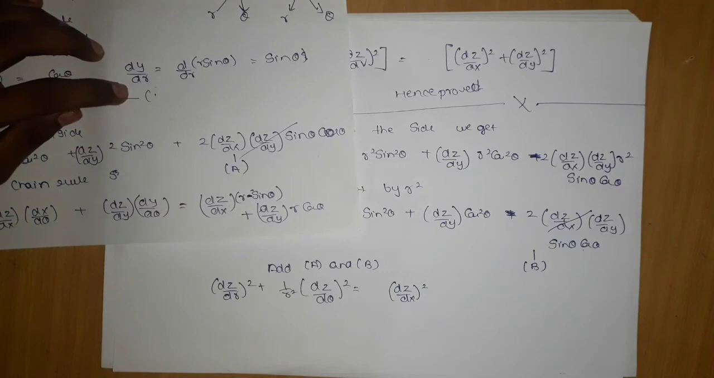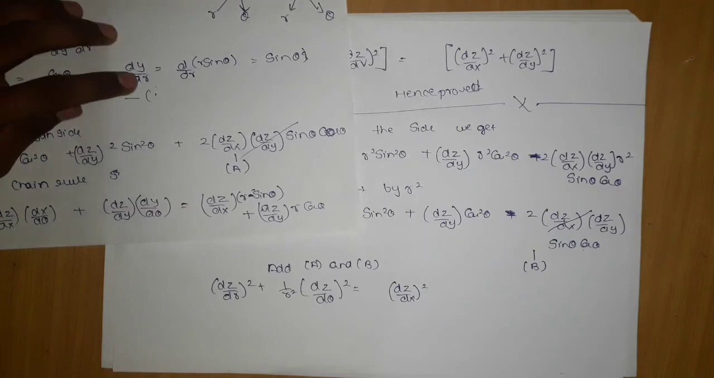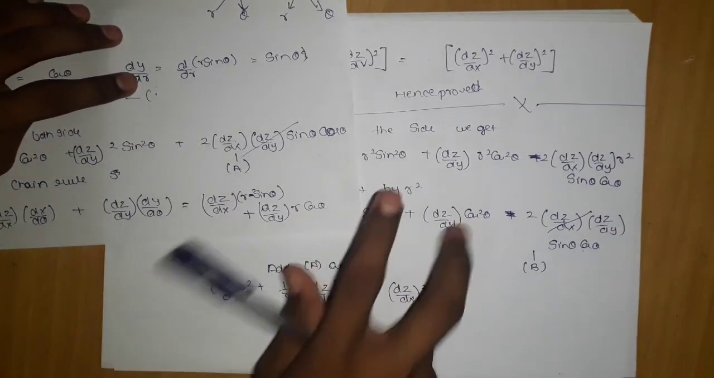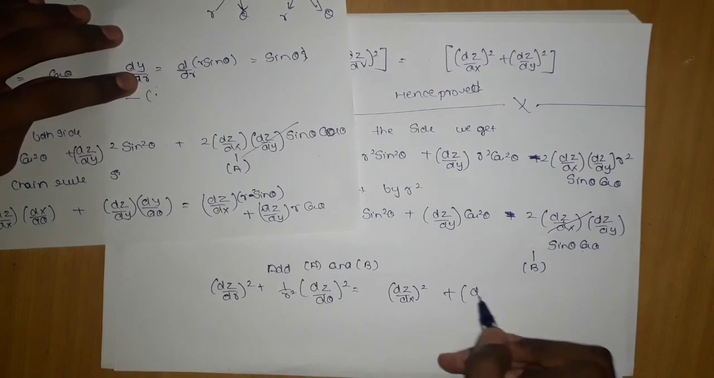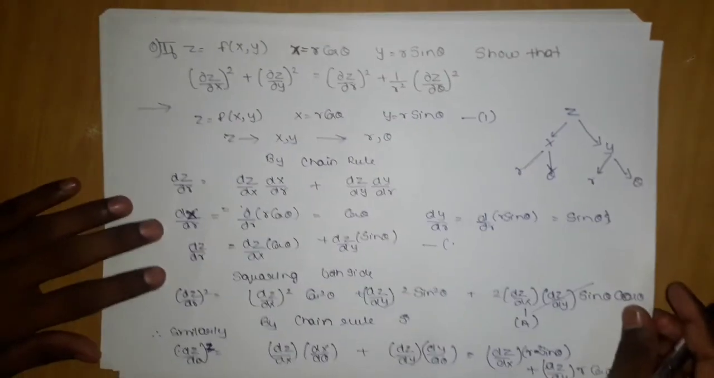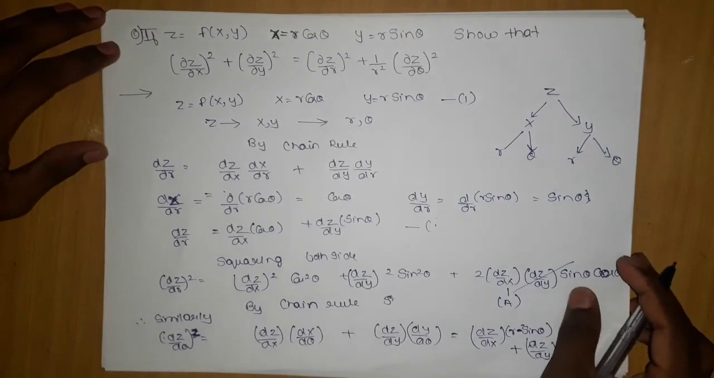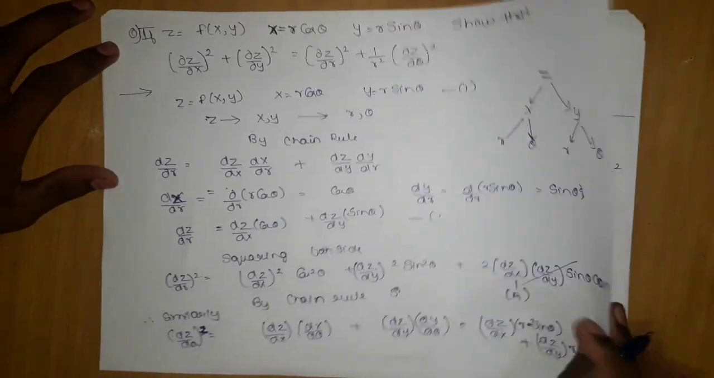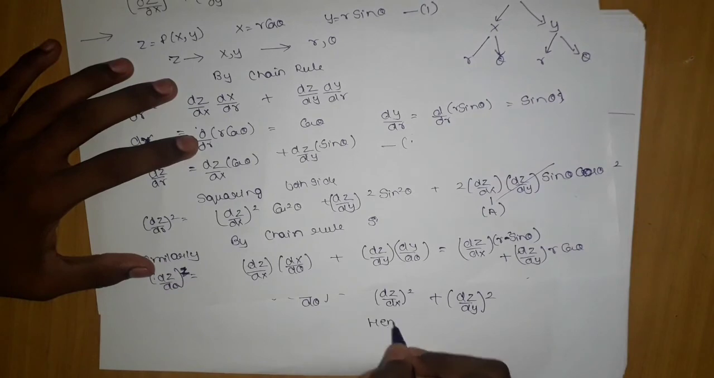What we are going to get, and here this part and this part will again become 1, and I will be left with dou z by dou y the whole square. So you can observe now we have got this proof also, so hence we are going to mention hence proved.